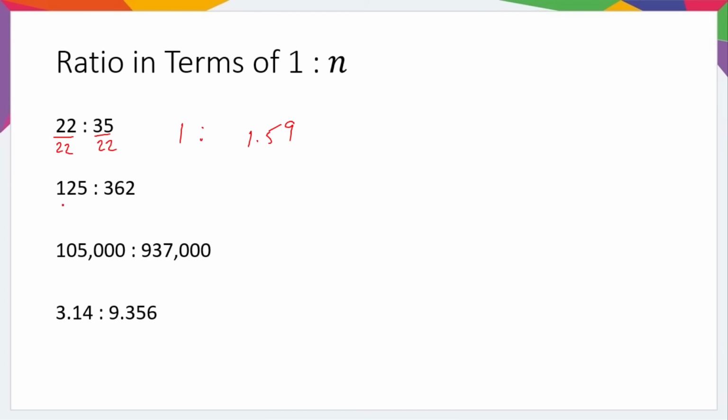So in the second example, 1 is on the left, so we're dividing both numbers by the left-hand number. 125 divided by 125 will give us the 1. So the right-hand number is going to be 362 divided by 125, which is 2.896. So all I've done here is make an equivalent ratio, just where the number on the left is the number 1. The next example, if you want, you can just simplify that ratio, saving you having to type in all the zeros into your calculator. Again, we're going to divide both numbers by 105 because that will give me 1 on the left, and on the right hand side 937 divided by 105 is 8.92, so that's a ratio of 1 to 8.92.